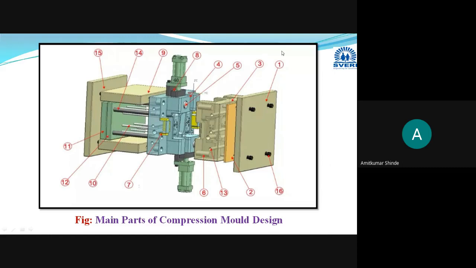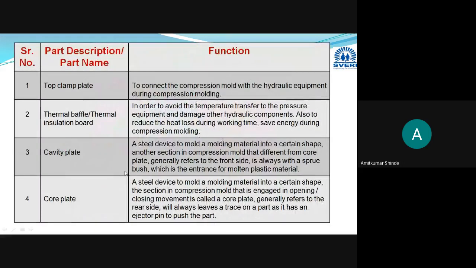Okay, so these are the parts, almost 15, 16 parts are there, and each part plays a very important role in this compression mold. We have discussed all the parts here. Almost 16 parts are there in the compression mold. I will summarize it now.